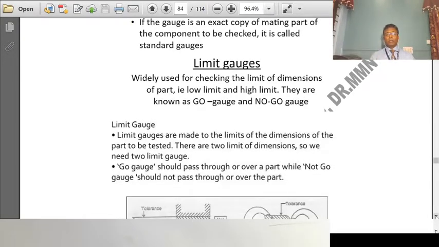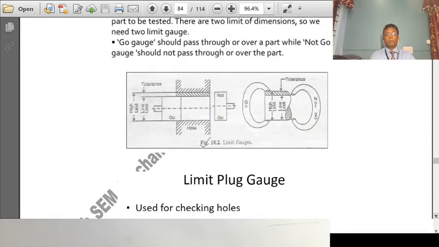Limit gauges. These limit gauges are made to the limits of the dimensions of the part to be tested. There are two types of limit gauges, so we need two limit gauges. One is the go gauge, which should pass through or over a part, while the no go gauge should not pass through the material or the component.